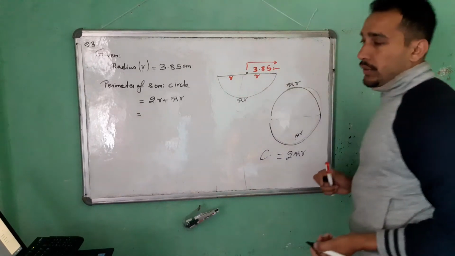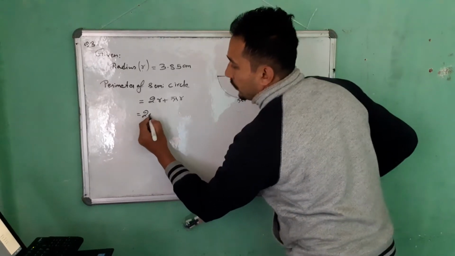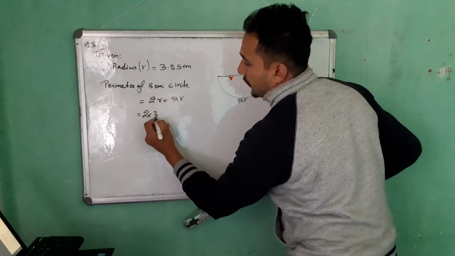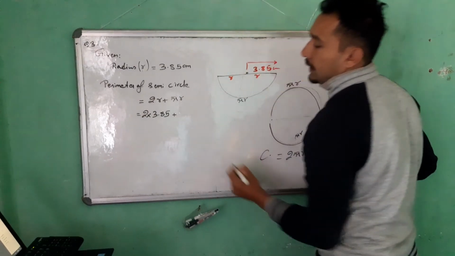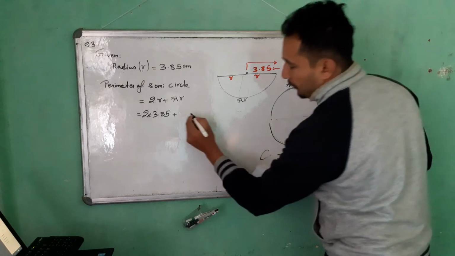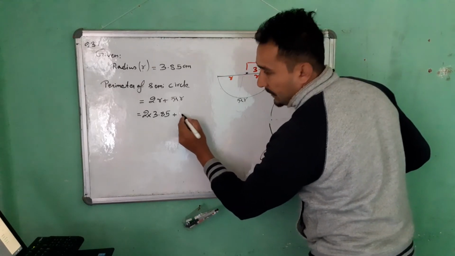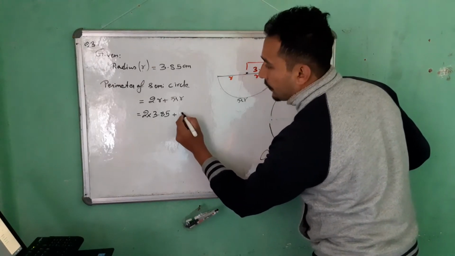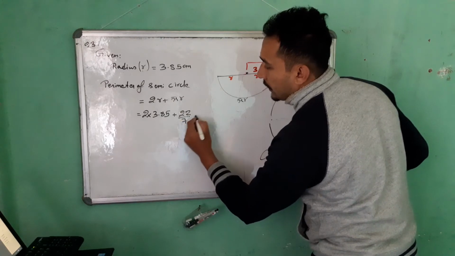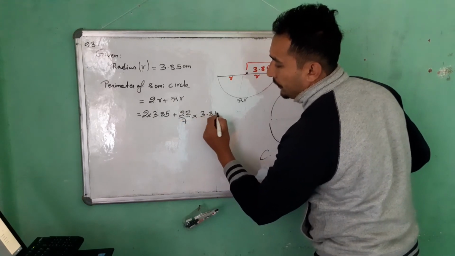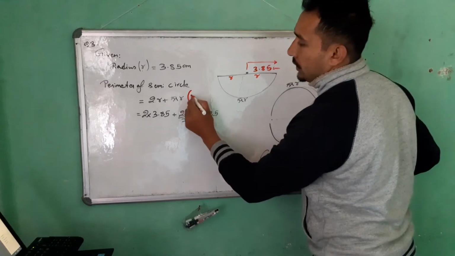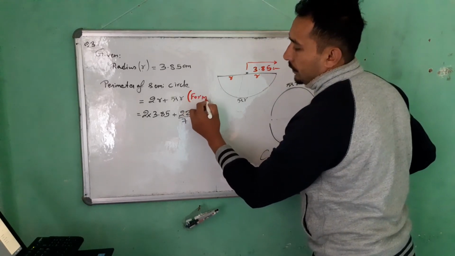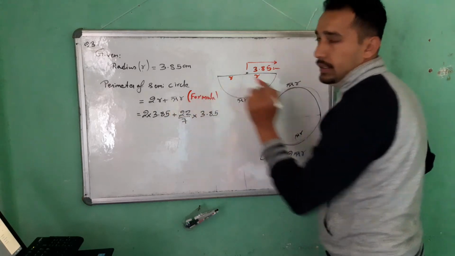So put the value. 2 into radius is how much? 3.85 plus pi, you put in fraction. 22 upon 7 into radius 3.85. This you remember as formula. Okay, this is your formula. Memorize this as formula.